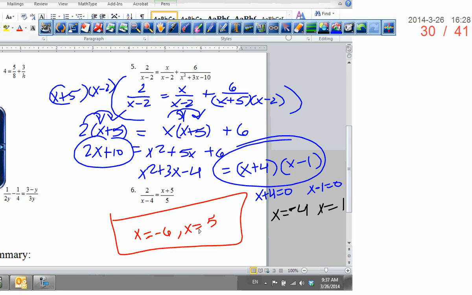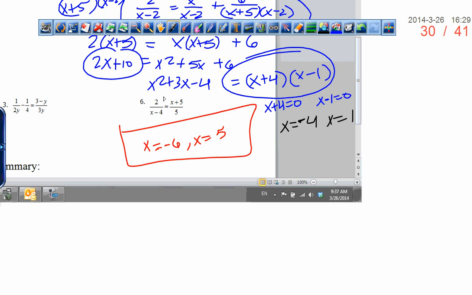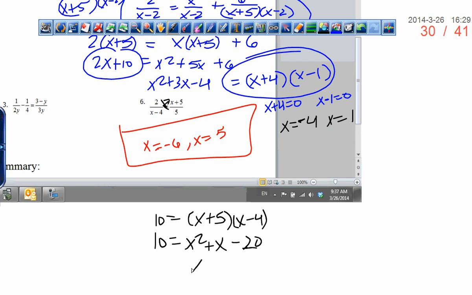Number 6 kind of works the same way. I get negative 6 and positive 5. What I would do here is I'd cross multiply. So I'd get 10 equals (x plus 5)(x minus 4). So I get 10 equals x squared plus x minus 20. Subtract 10 from both sides. And factor that, so I get (x plus 6)(x minus 5). So that means x is negative 6, and x is positive 5.